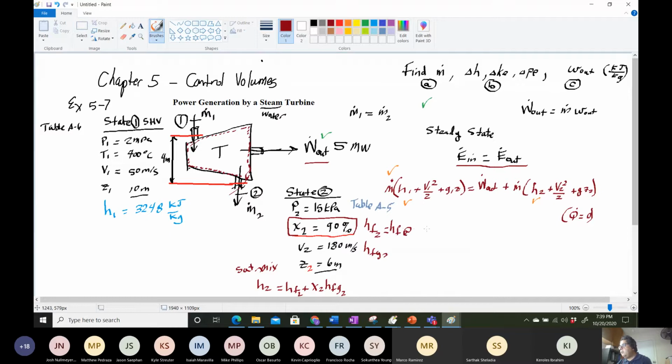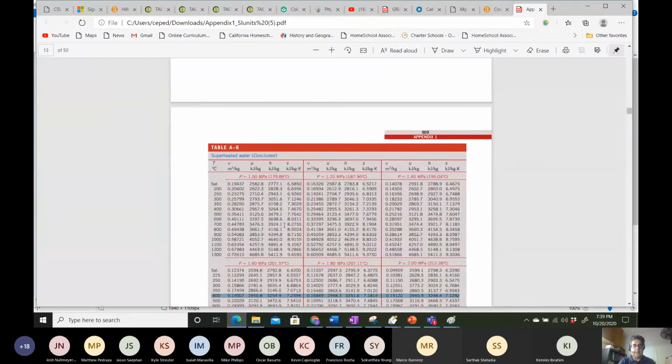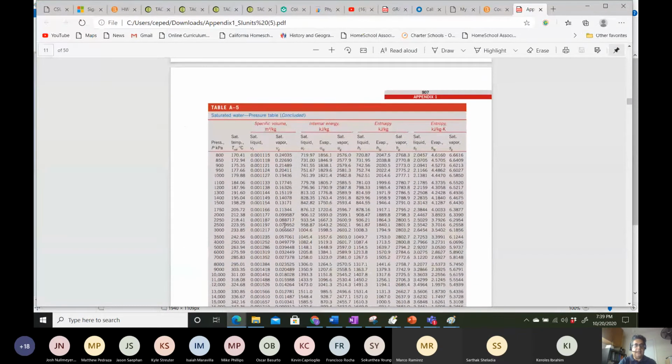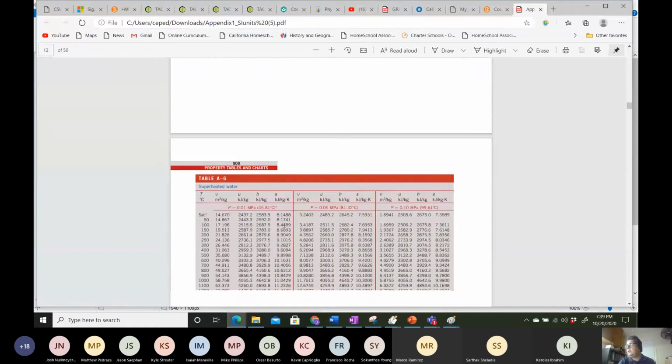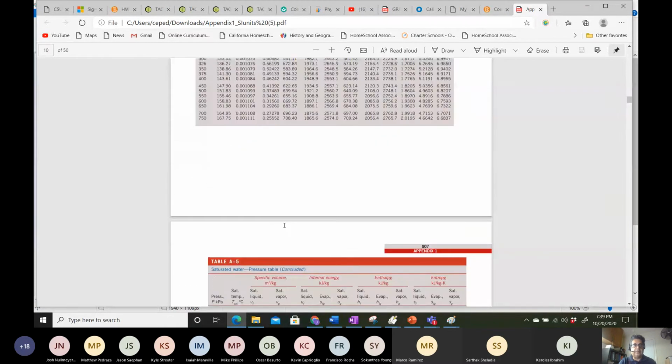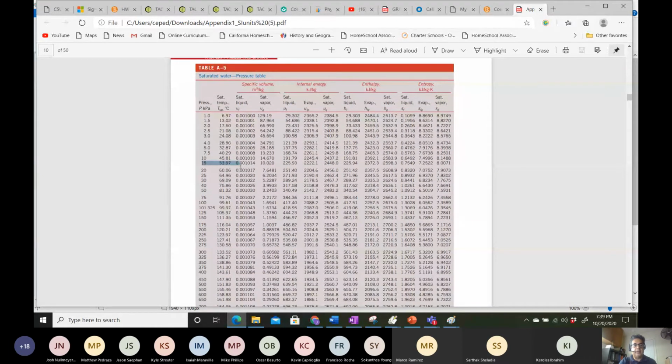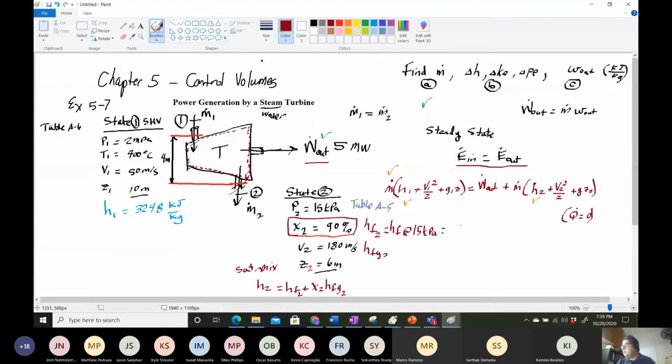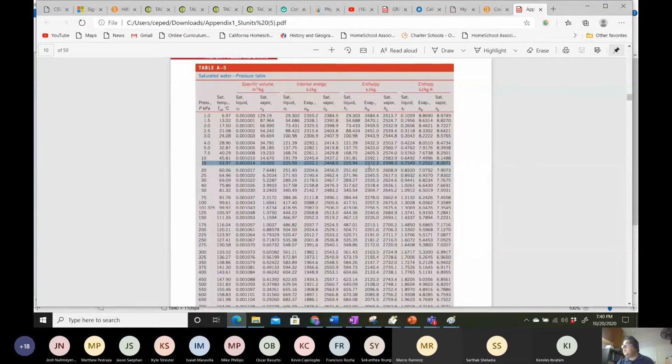This is equal to HF at the 15 kilopascal pressure. If we go to that table, that's A5. What was it? Oh, we're looking at H1, huh? I'm sorry, this is H2. So it's 15 kilopascal. 15 kilopascals is way up here, right here. We're just going to highlight this whole row. We're looking at HF, it's 225.94 kilojoules per kilogram. And then HFG, let's look at that table. HFG is given here, it's 2372.3.